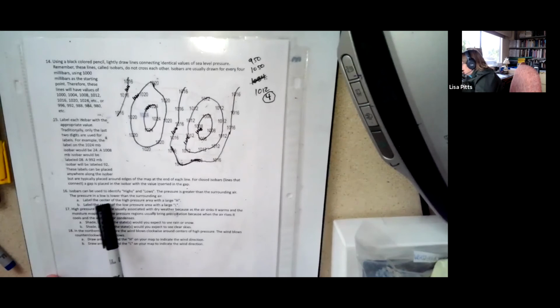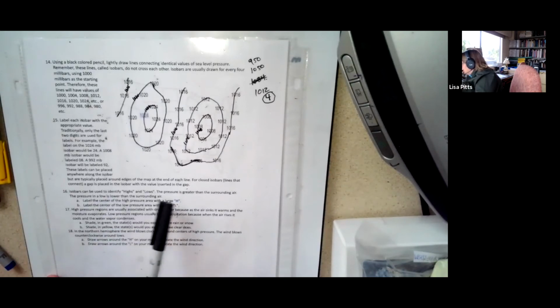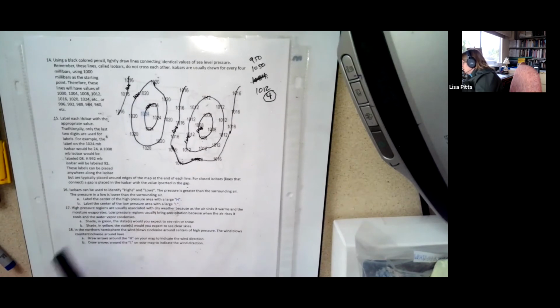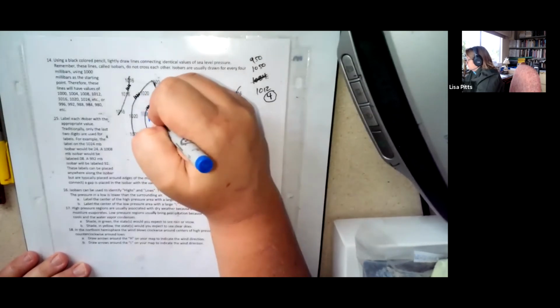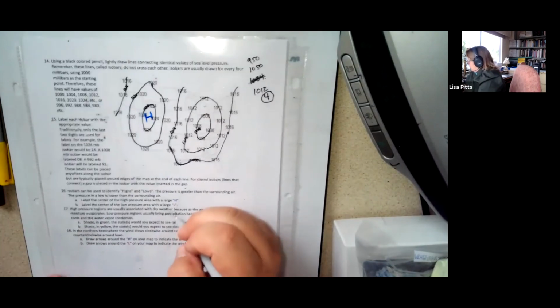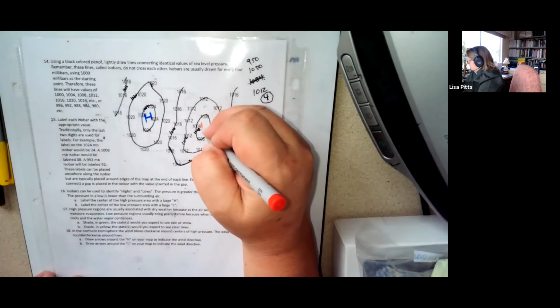All right, so it says isobars can be used to identify highs and lows. The high pressure is greater than the surrounding air. The low pressure is lower than the surrounding air. Label the center of the high pressure with a large blue H. Okay. Large blue H. Boom. Label the center of the low pressure with a large red L.